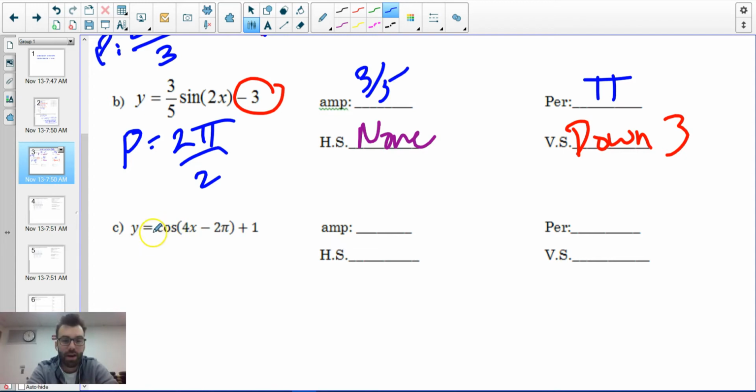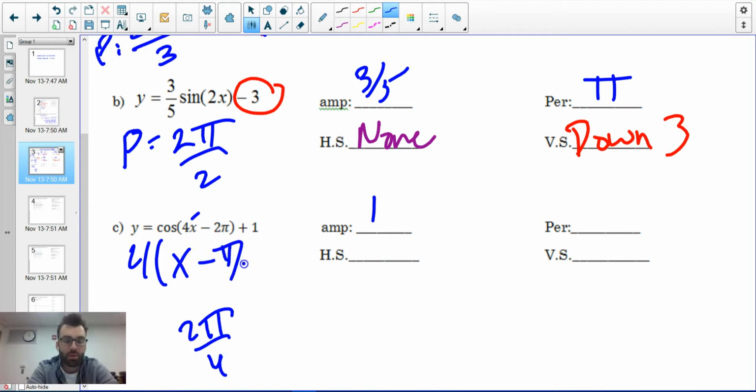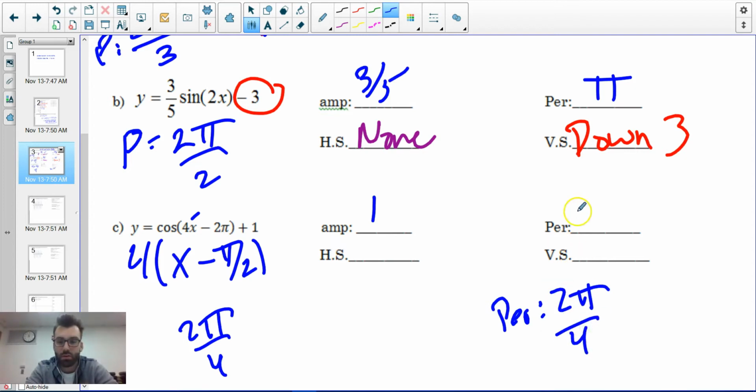Here, my amplitude is 1. Okay, period. I have to factor out a 4. If I do 2 pi divided by 4, I get pi over 2, so my period is 2 pi over 4, which is also pi over 2. It just worked out that these were the same. That's not always going to be the case.